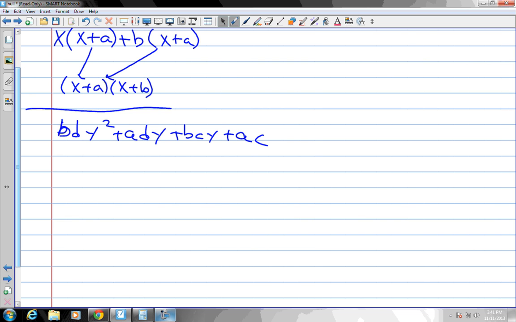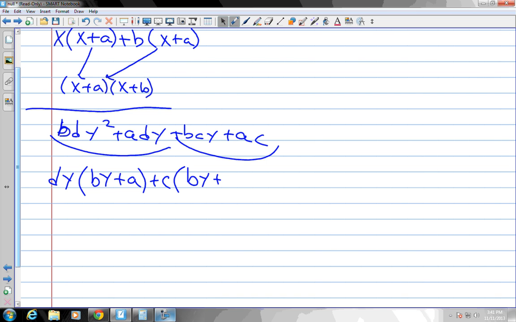So what do we do here? What's the common factor? Let's start grouping. dy. So if you pull dy out, what is left? by plus a. All right. Last two terms. c. So pull c out. What is left? by plus a. Right? Well, that worked out better than we thought.